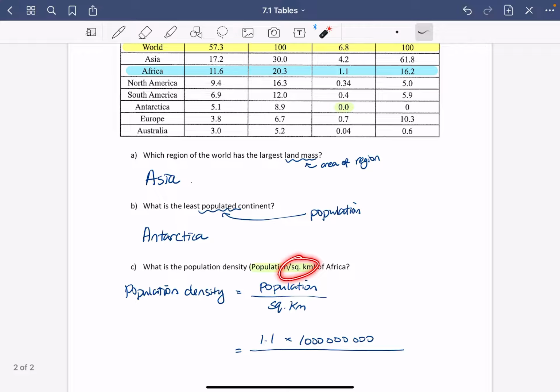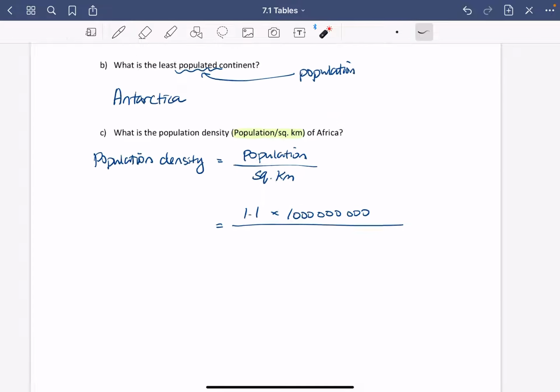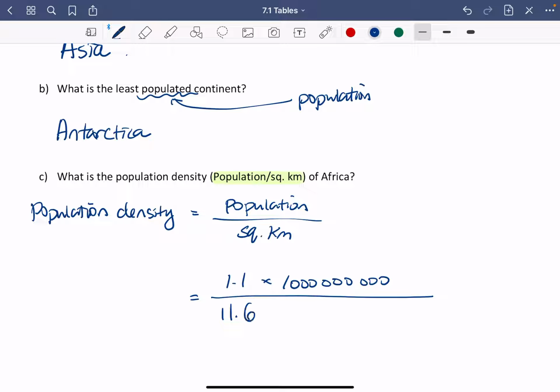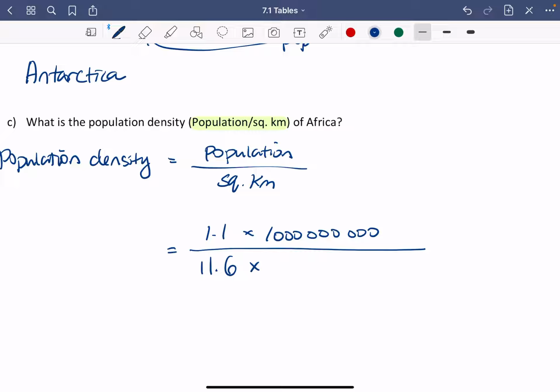Now, area is 11.6. Well, again, it's not 11.6 square kilometers. It's 11.6 million square kilometers. So let's write down 11.6 times a million because it's million square kilometers. We'll write people, write the unit.